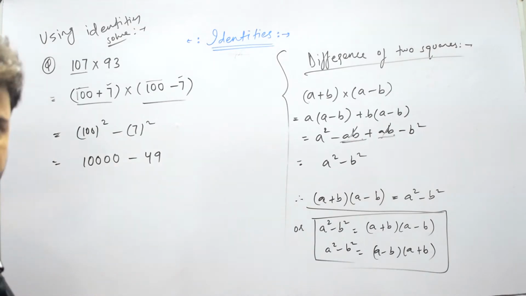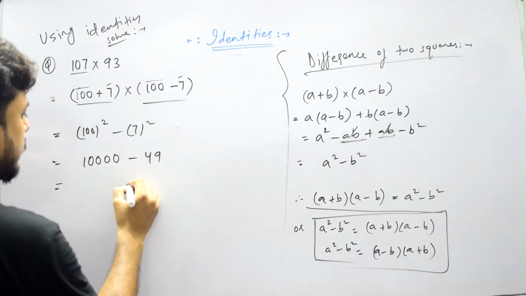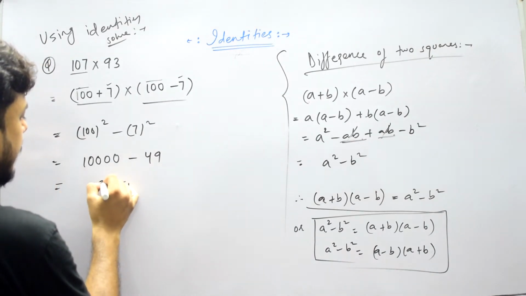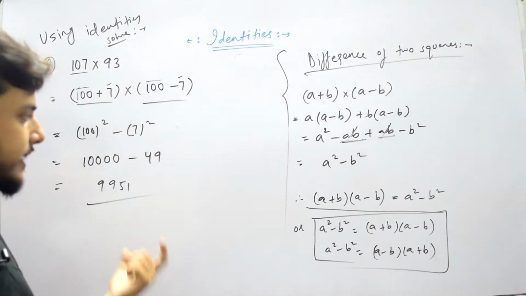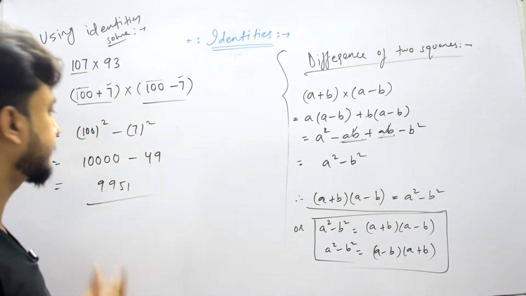Okay, and then we have to simply subtract it. So on subtraction we'll get 1599. Okay, 9951 is my answer. You can multiply it, no problem, you'll get the same answer. Okay, you can check it.